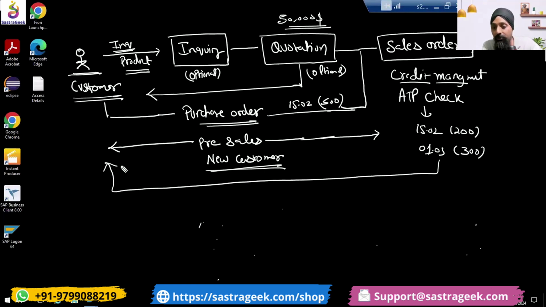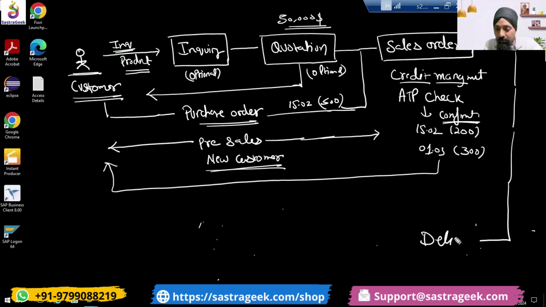So that confirmation, ATP check, confirmations, making sure that the incompletion check happened, the sales order is fully completed, schedule lines are confirmed, right? Those checks will come into the picture at the sales order level. Once those checks have been done, then we will be going into the next step. From sales order, we would be creating a delivery document.